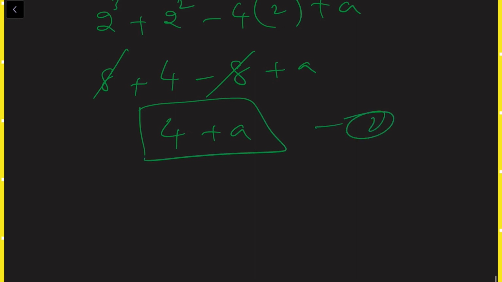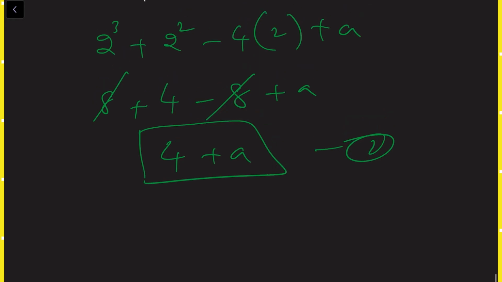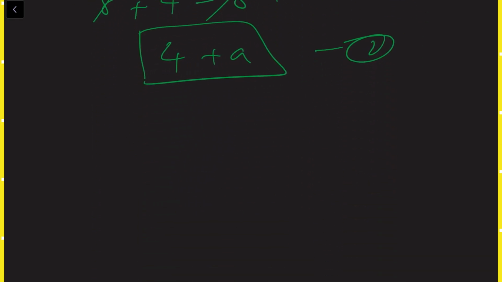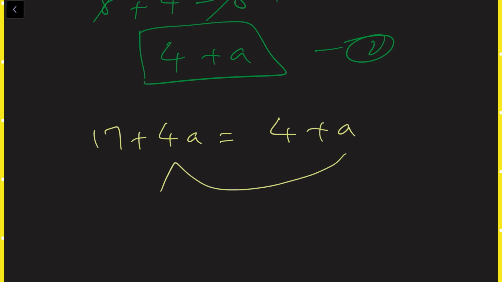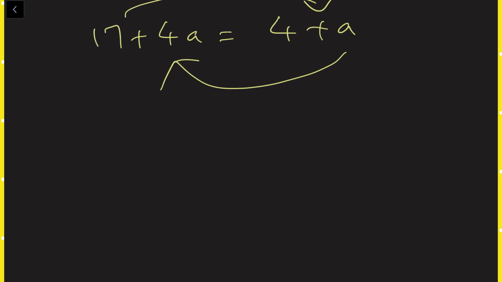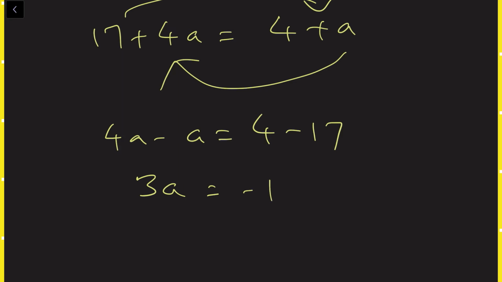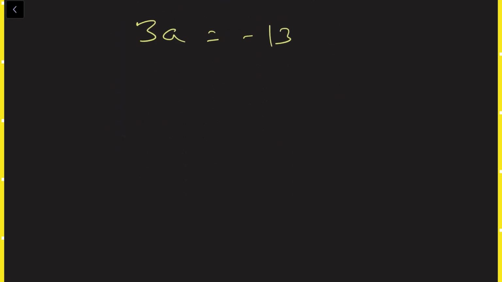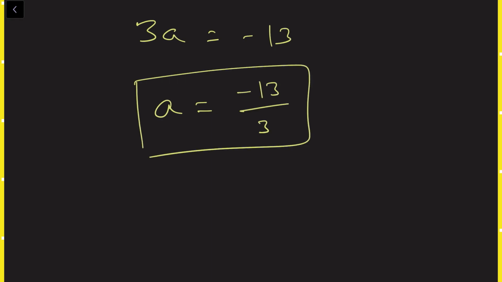This is the second equation. In the question it is clearly mentioned that these two polynomials leave the same remainder. Then the first equation is equal to the second equation. 17 plus 4a is equal to 4 plus a. Take a to this side and 17 to the right side. 4a minus a is equal to 4 minus 17. 4a minus a is 3a, equal to 4 minus 17, which is minus 13. Then take 3 to the right side, so we get a equals minus 13 divided by 3. This is the a value.